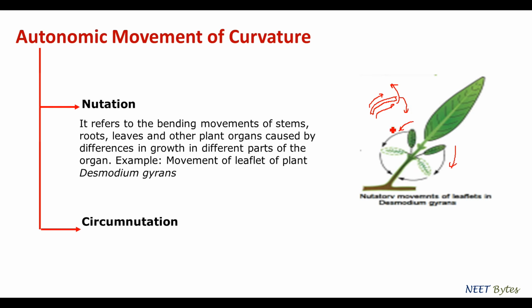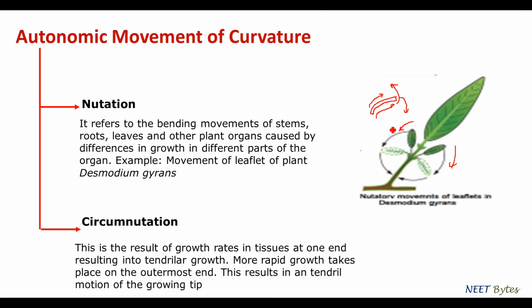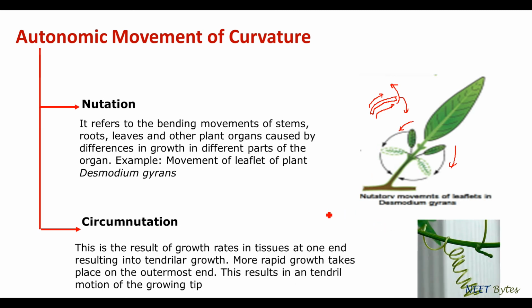Now there is circumnutation. Suppose in the case of circumnutation, what happens if the movement is going to occur only at one side? For instance, suppose this is a stem or a tendril-like structure, and if the movement is going to occur only at this side, what will happen? It will move over here.